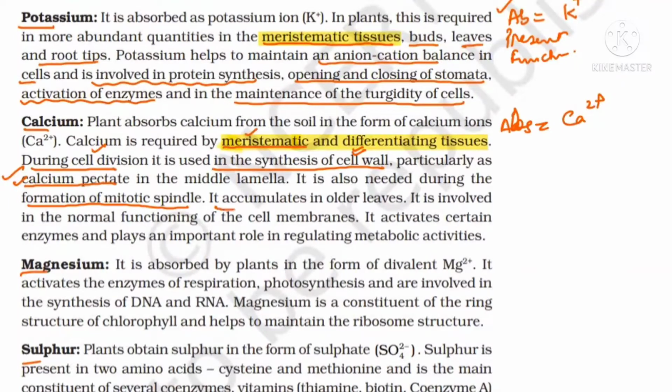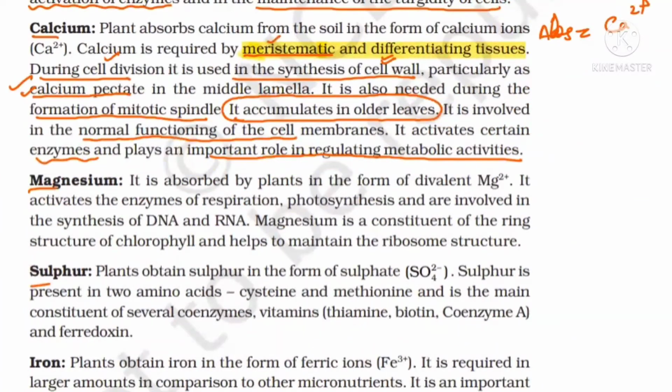Calcium is immobile, that is why it accumulates in the older leaf. It accumulates in the older part because it is immobile. It is also involved in the normal functioning of the cell membrane. It will activate many enzymes and plays an important role in regulating metabolic activities. Many metabolic activities are controlled by calcium. So beta, just revise up till here. I think you will find it easy now, the way I'm trying to highlight it.